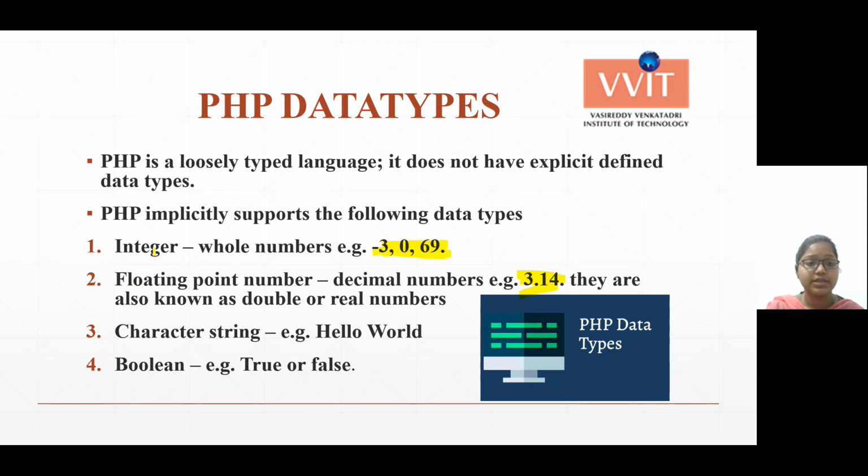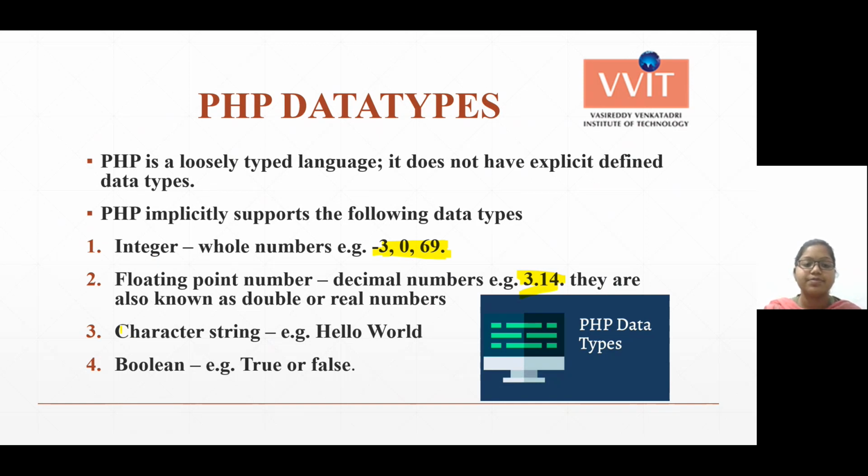This is about integers. Based on whether your personal computer is 32-bit or 64-bit, the maximum and minimum ranges of these integers and floating point numbers vary. That means integers and floating point numbers are platform dependent. Based on whether your machine is 32-bit or 64-bit, they will change their maximum and minimum ranges.